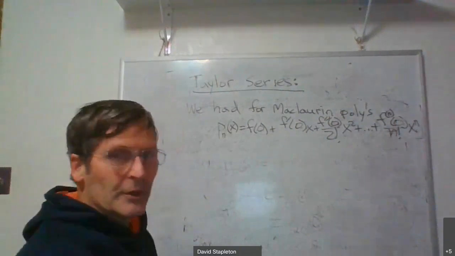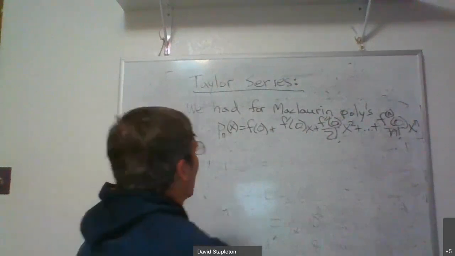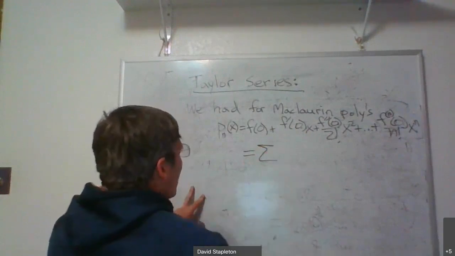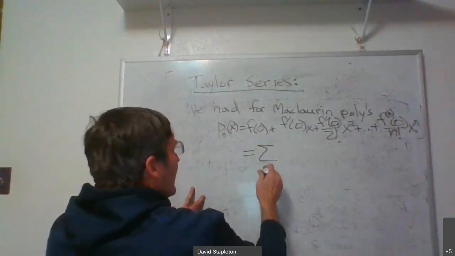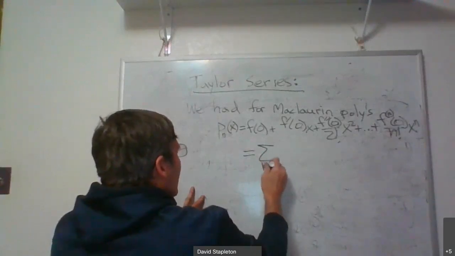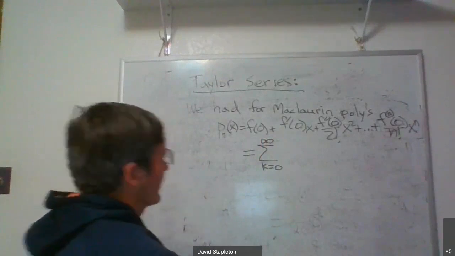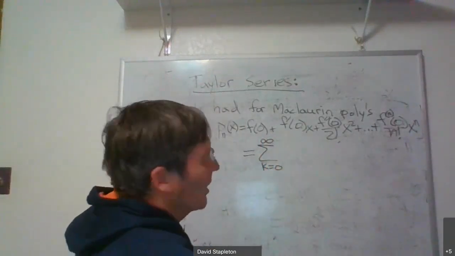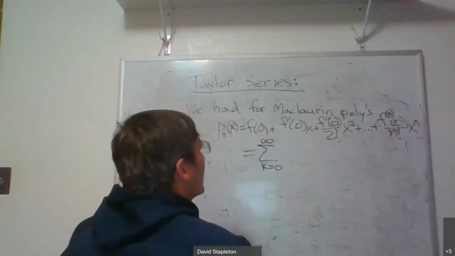Wouldn't it be nice if there were a shorter notation for that? Sigma notation says that I can rewrite this as sigma for sum, capital sigma like you see in the Greek houses, k equals 0 to infinity, just like we've been doing on the infinite series here. But now we've got an infinite polynomial, if you like. It's not called an infinite polynomial anymore. It's called a power series.